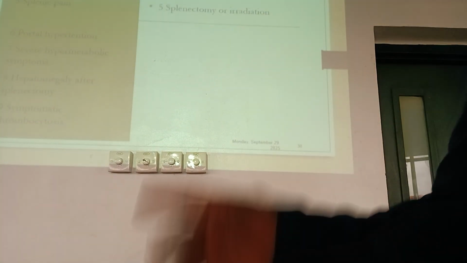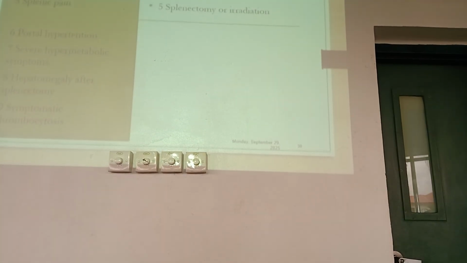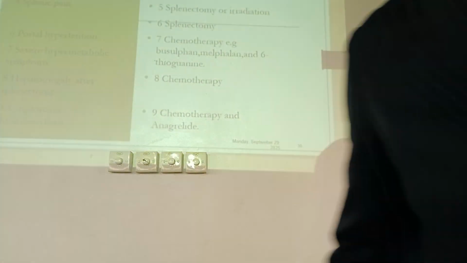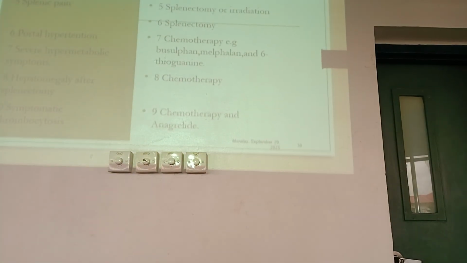So these are the other treatment modalities. Splenic pain, you can do splenectomy for that too, or splenic irradiation. Portal hypertension, you do splenectomy for that too, because it's going to affect the liver. And severe hypermetabolic symptoms, you use chemotherapy such as busulfan. Hepatomegaly after splenectomy, chemotherapy, and symptomatic thrombocytosis, chemotherapy or anagrelide.